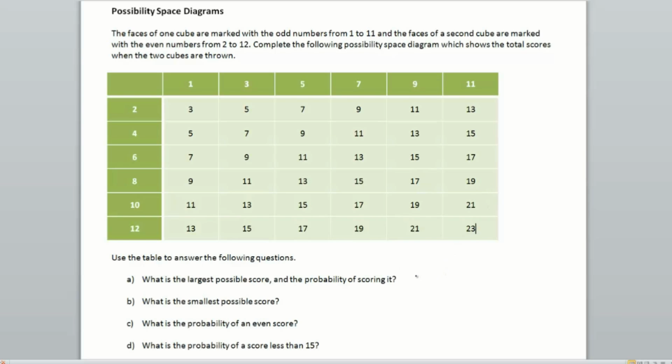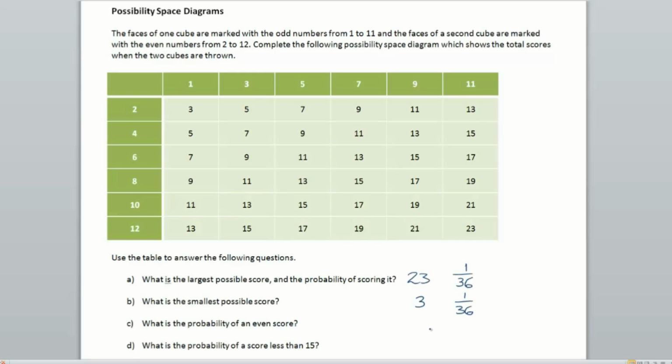Well, now we've got everything filled in, we can see the largest possible score is 23. And the probability of scoring it, well, it only occurs once, so it's 1 over 36. Smallest possible score is the other end of that leading diagonal. Smallest score is 3. And again, that's equally likely, 1 over 36.